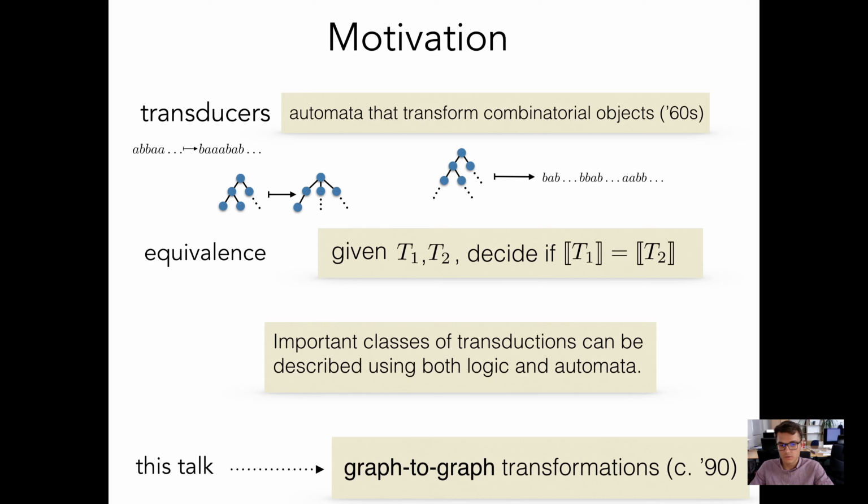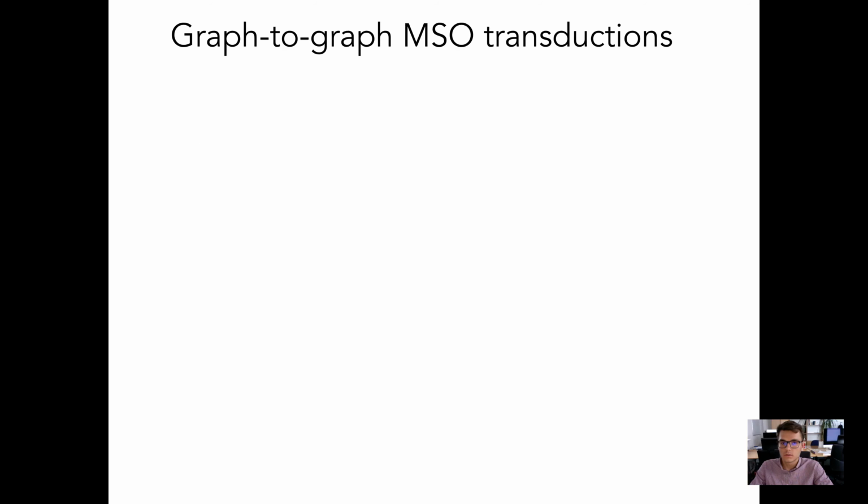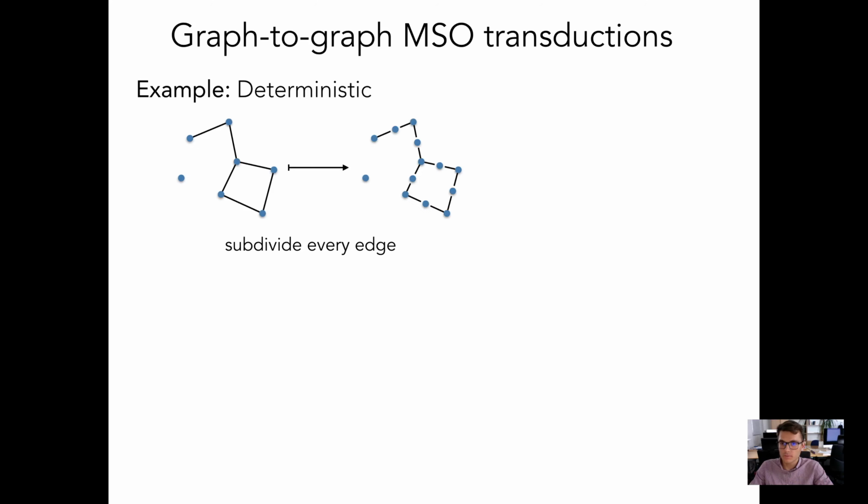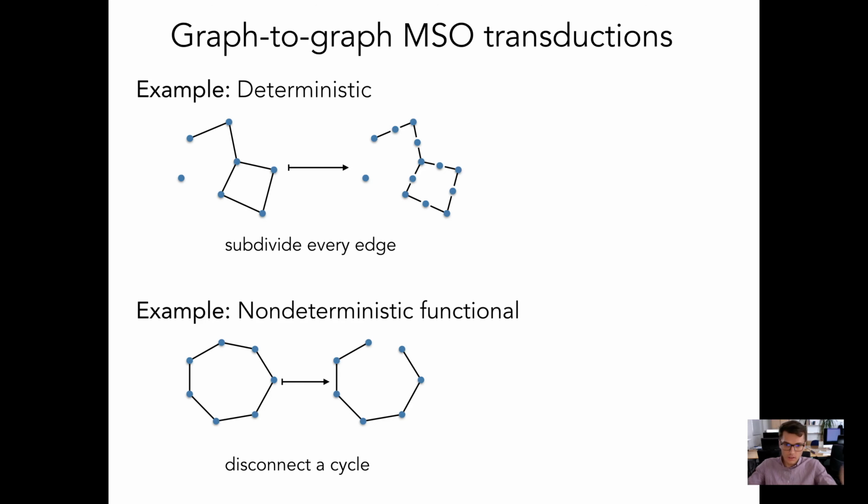Such transformations defined this way, explicitly or a bit implicitly, date back to about 1990. Examples of graph-to-graph transductions that are defined in monadic second-order logic, which we call shortly MSO logic, or just MSO, are, for example, this one: a transformation that, in a graph, subdivides every edge. So it introduces a middle point in the edge. It is a deterministic transduction. However, we will not define what deterministic means or prove that it is deterministic. But it is a remark that it is deterministic, as opposed to another example, which is non-deterministic.